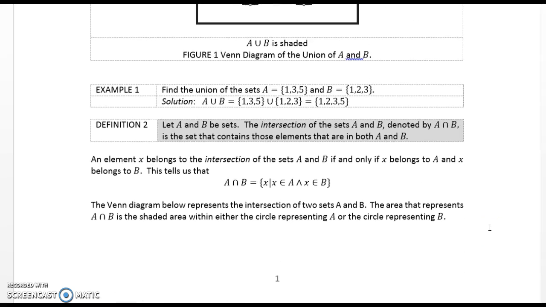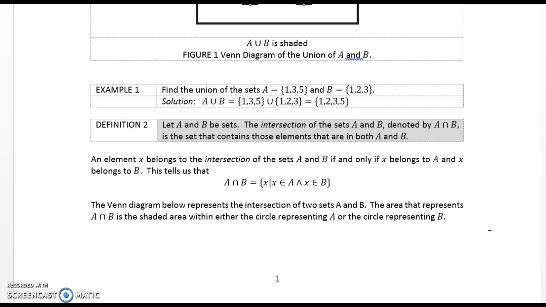Example 1. Find the union of the sets {1, 3, 5} and {1, 2, 3}. Solution. A union B is {1, 3, 5} union {1, 2, 3}, and the union is {1, 2, 3, 5}.